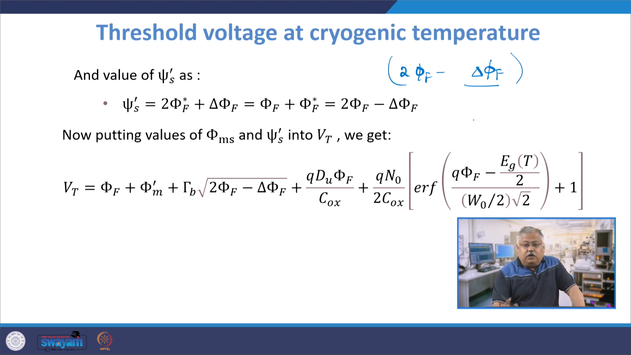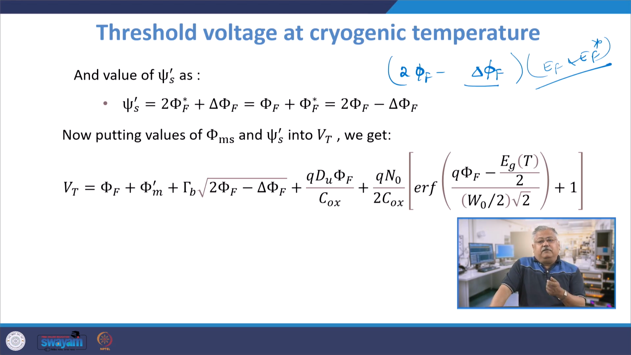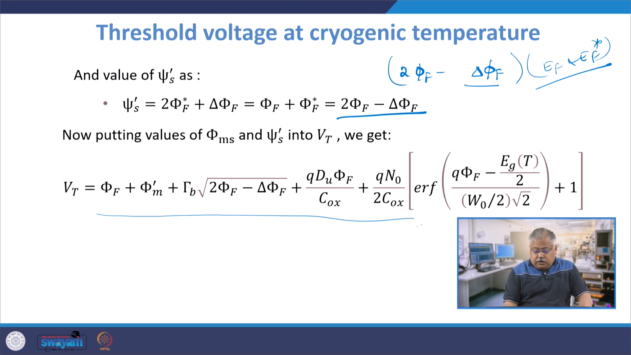This del phi f, if you remember, is the difference between EF and EF star, right, in our previous band diagram here. This EF minus EF star is primarily because of the difference in the Fermi level when you do a nondegenerate and degenerate semiconductor. I get 2 phi f minus del phi f as equal to psi S star. Now, if you put the value of this psi S star, which you have just derived, and phi ms into Vt, I get this expression here. So, this is the final expression which we get for Vt.